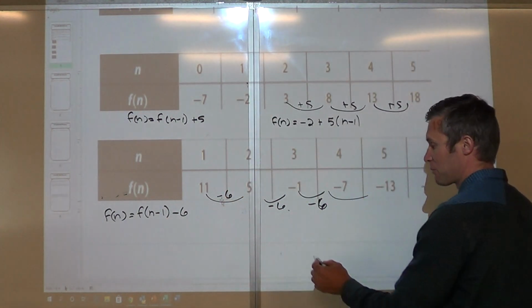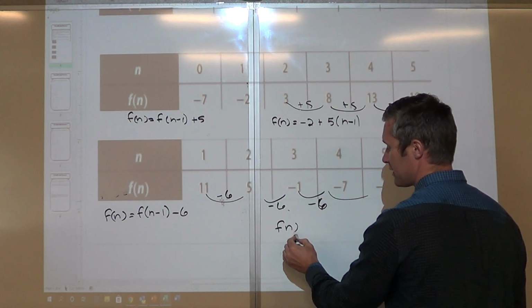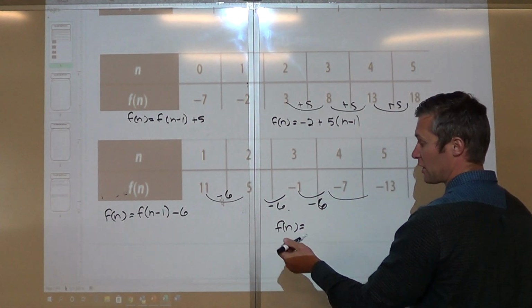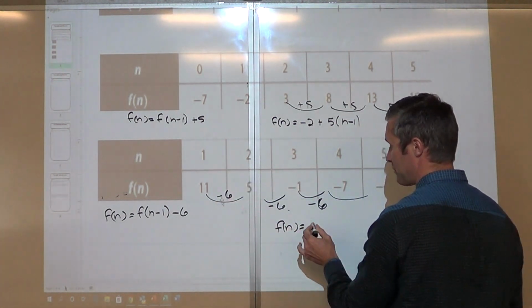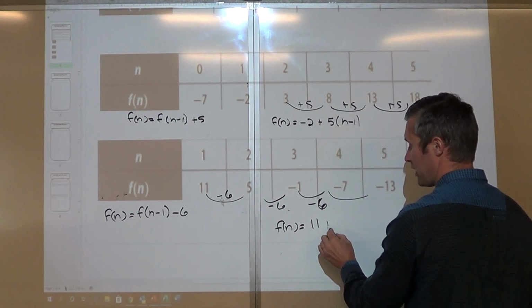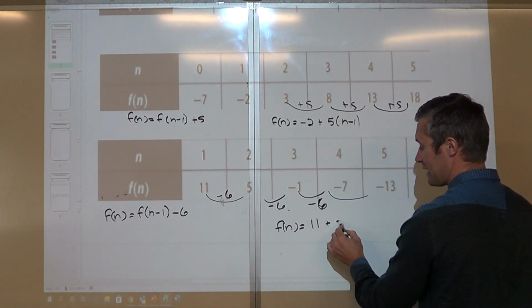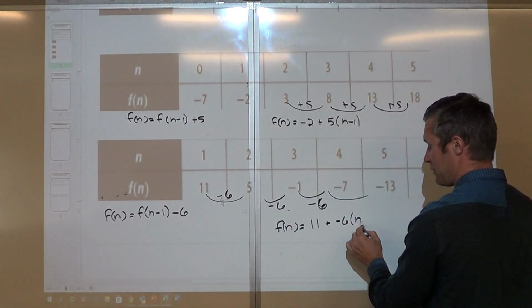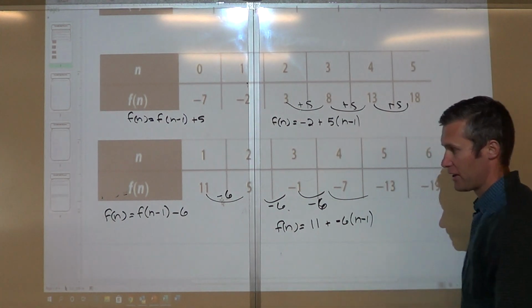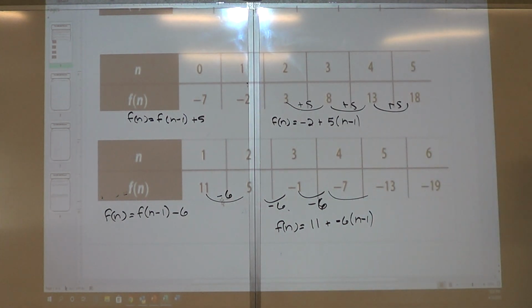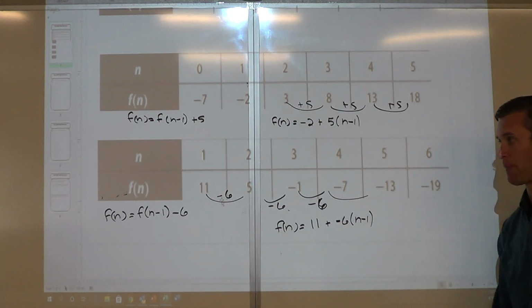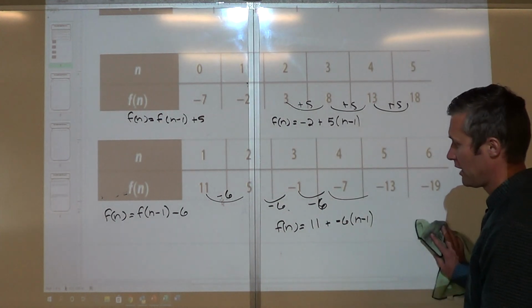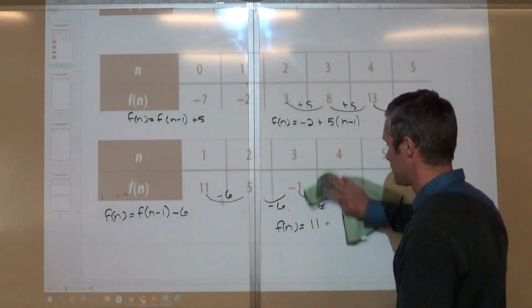For my explicit formula, f of n equals my first term. What's in the position of the first term? 11 plus, okay, negative 6 times n minus 1. And there we have it. So that's how we go through writing the explicit and recursive formula based upon the sequence that's given to us.